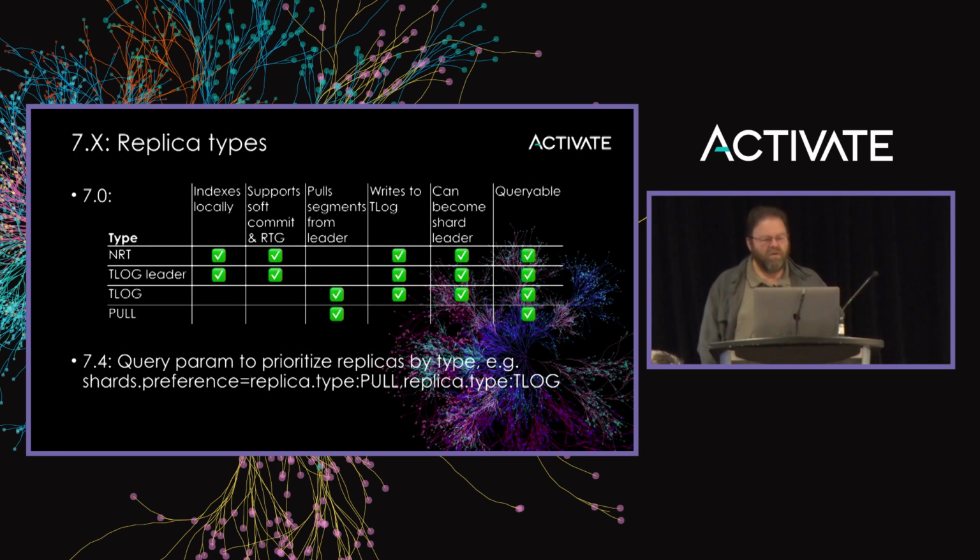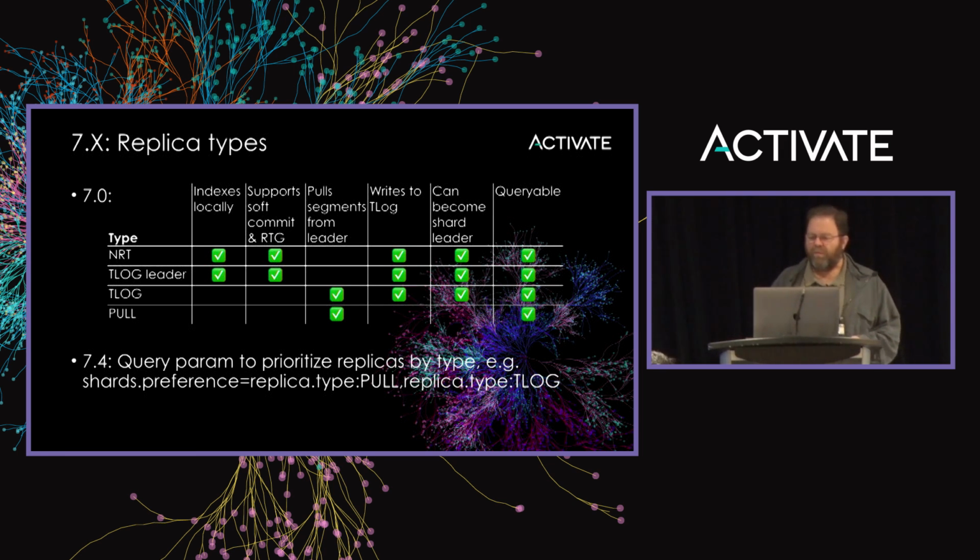T-log replicas don't index locally unless they become leader, and don't support near real-time functionality. So there is a delay because segments are going to be pulled on some regular interval from the leader. However, T-log replicas write to a local transaction log and can become a shard leader. When a T-log replica becomes a leader, you can see that the row there for T-log leader looks identical to that for NRT. That's because it behaves exactly as an NRT replica type.